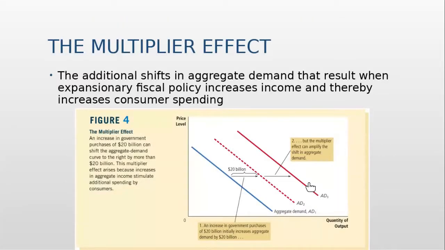So what the multiplier effect suggests is that there are additional shifts in aggregate demand that result from expansionary fiscal policy, i.e. the government spending more, which in turn increases individuals' incomes and thereby increases consumer spending. So the idea here is that government purchases of $20 billion initially increase aggregate demand by $20 billion. However, with the spending of $20 billion, now more people have wages, more companies have made money, they may hire more people, employees feel more comfortable in their jobs, they turn around and spend money, and the spending created by those government purchases is effectively a multiplier on the initial spending of the federal government. So this multiplier effect can amplify the shift in aggregate demand.